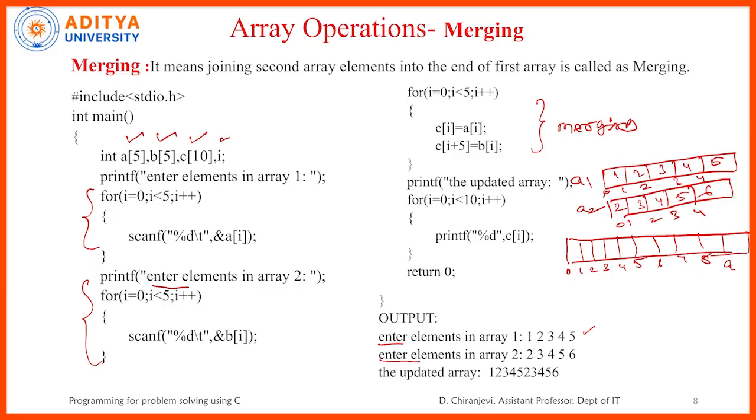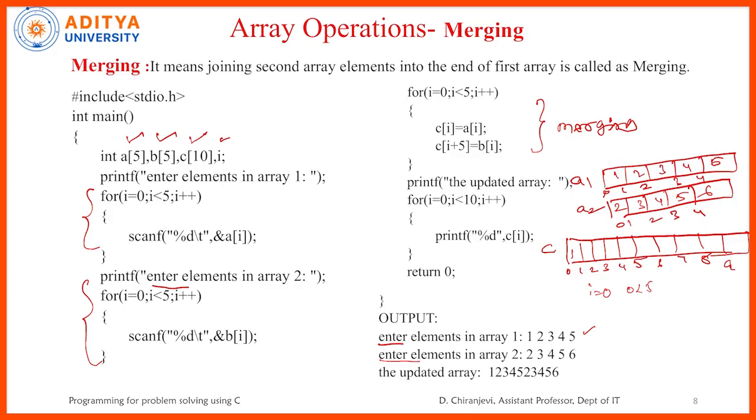When we perform merging, I value is 0 for the third array. 0 less than 5 is true. So you are storing A of I in C of I. This is the C array. Now A of 0 is stored in C of 0. A of 0 value is 1, so 1 will be stored in C of 0.